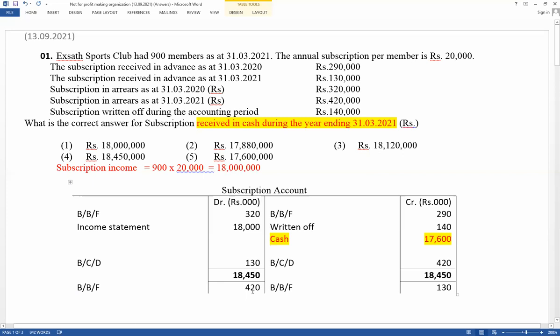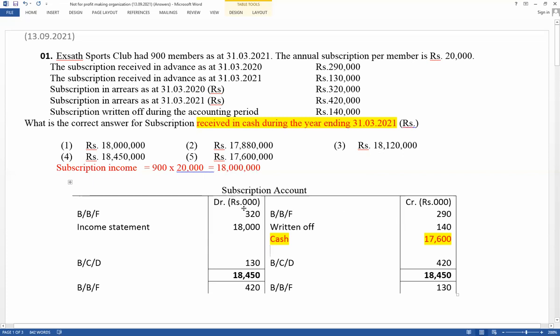Debit side available subscription receivable, that is subscription in arrears, under current assets. And credit side available subscription received in advance under current liability. The closing balance should be recorded in the financial position. And the opening balance is also given.